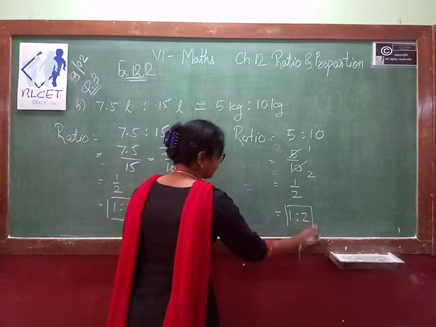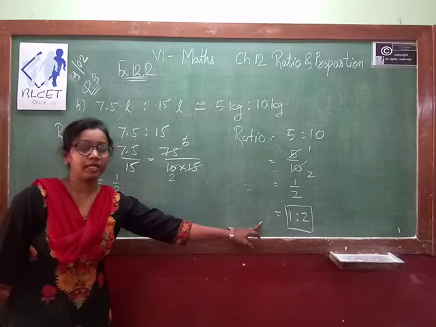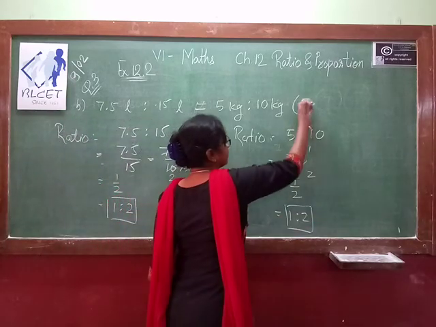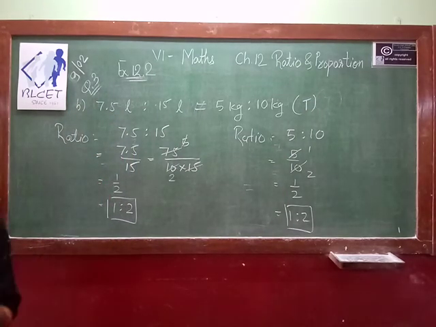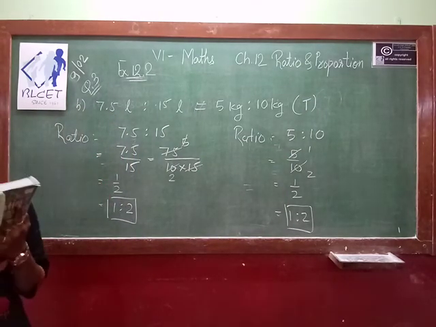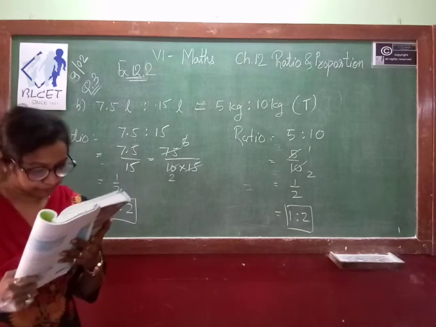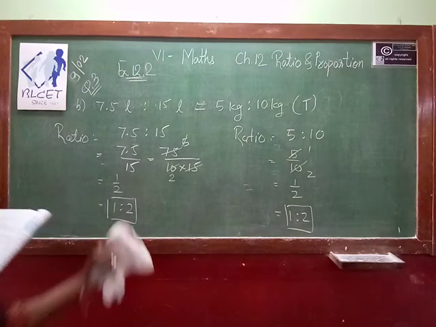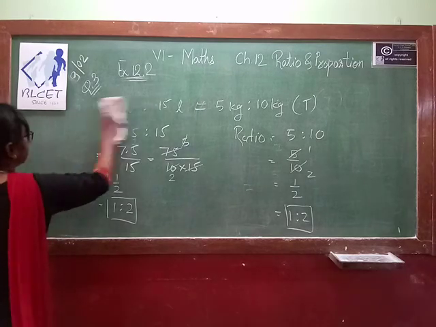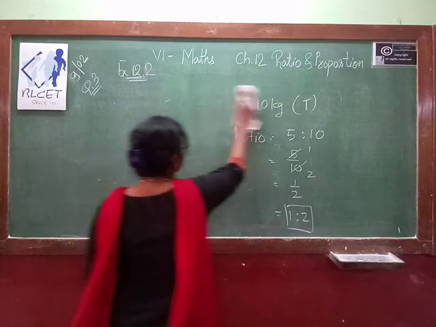1 is to 2. Compare both the ratios. Here both the ratios are equal. So what can we say? This statement is true. So this way we can take one by one all the statements and check whether they are correct or not. For the remaining 3 questions, I will do one more question for you, and the remaining 2 questions you can do by yourself. That is your homework. Try to do it by yourself. Any query you can ask me.